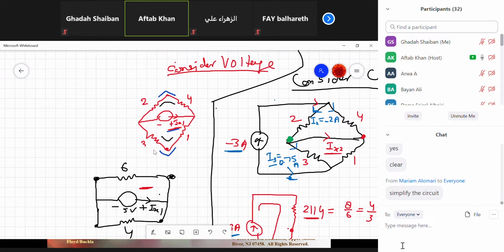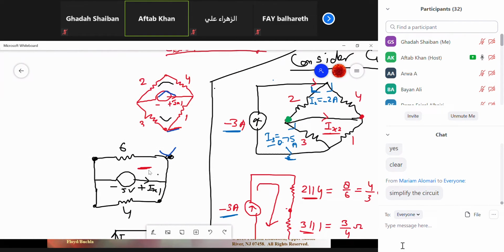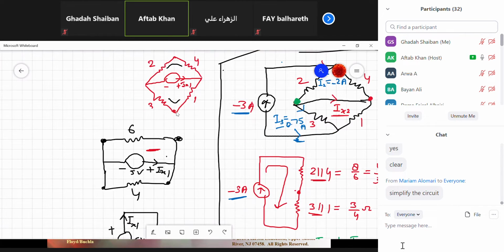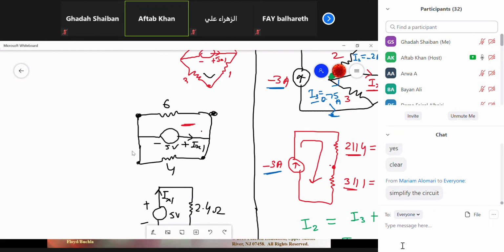So this circuit can be drawn like this. Look here now. I can draw this one, 6 and 4. This is the same thing here. Now, if you look closely, you will observe that 6 and 4 and this battery are connected between two common nodes, so they are in parallel. So 6 and 4 are in parallel.